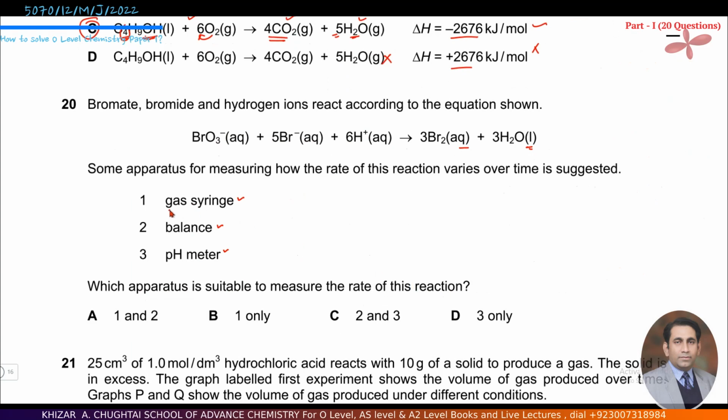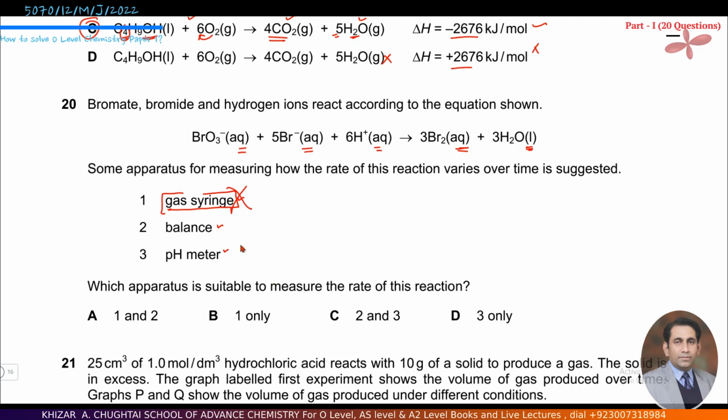Number one, gas syringe. I think it's not suitable. It's not required because there is no formation of gas. There is no consumption of gas. No gas is going to be consumed and no gas is going to form. So gas syringe is an irrelevant option.